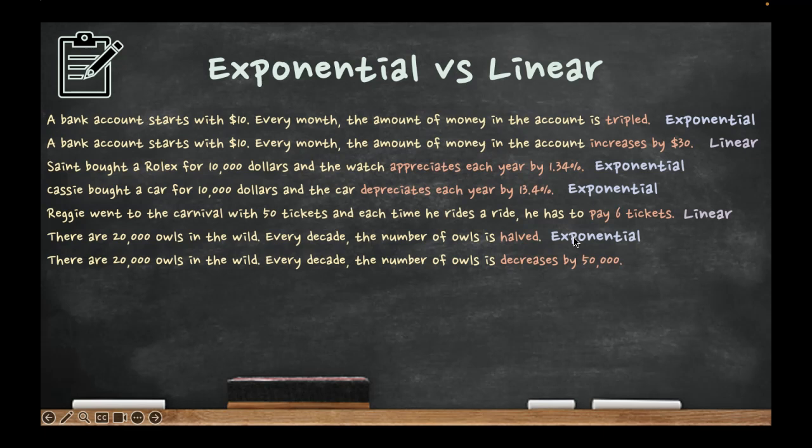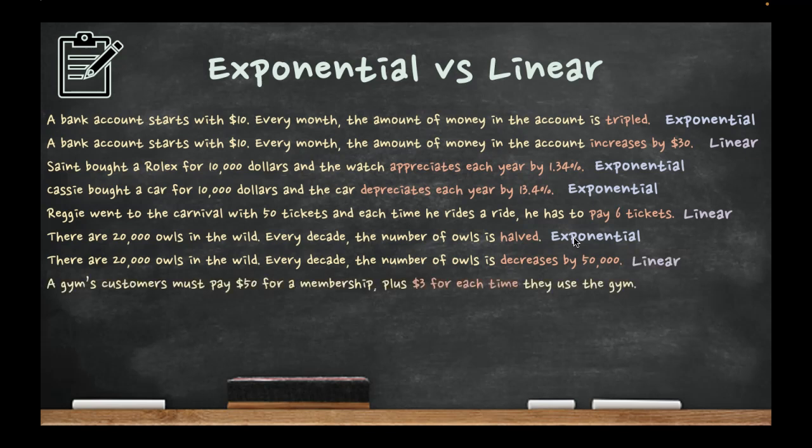And if you look here, 20,000 owls in the wild, every decade the number of owls decreases by 50,000. That really should be 5,000. I'm sorry, it shouldn't be decreasing by 50,000. That should be linear though, because it's a constant rate. A gym's customers pay $50 for a membership plus $3 for each time they use the gym. You add 3 each time, linear.